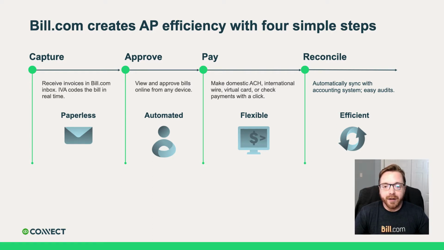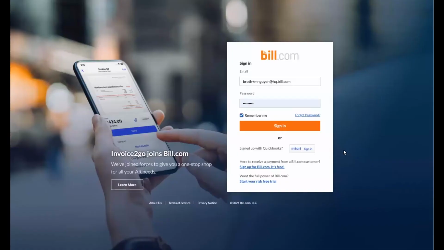It all starts with the Bill.com inbox, where we help capture important financial details and reduce manual data entry. Approval workflows become almost automatic, and you can approve anytime, anywhere with the Bill.com mobile app. Multiple payment options from a single dashboard let you pay your vendors the way they want to be paid. And finally, syncing this information over to QuickBooks and maintaining a full audit trail along the way. So now that we've learned about the simplified 4-step process of Bill.com, let's log in and see it in action.